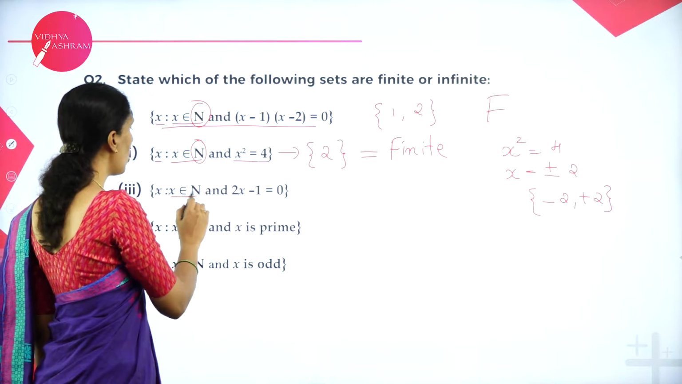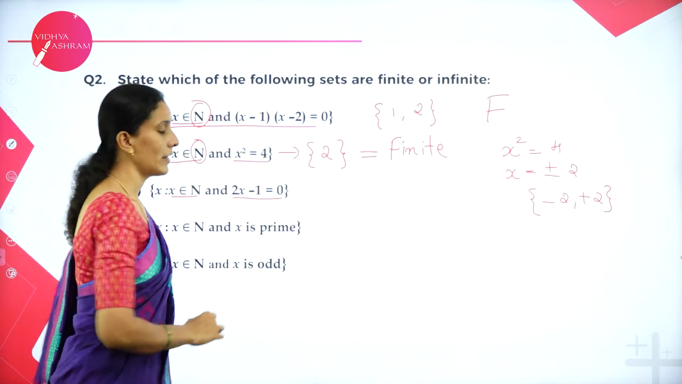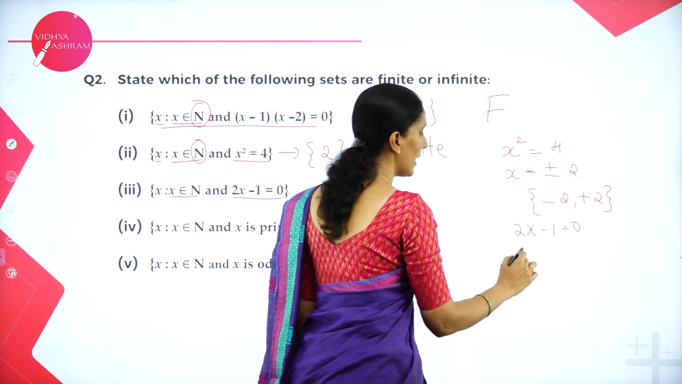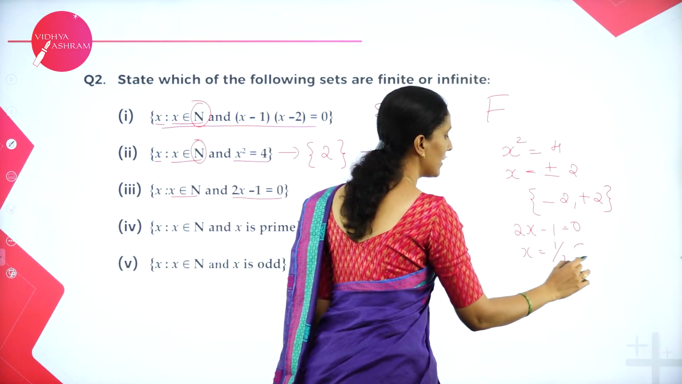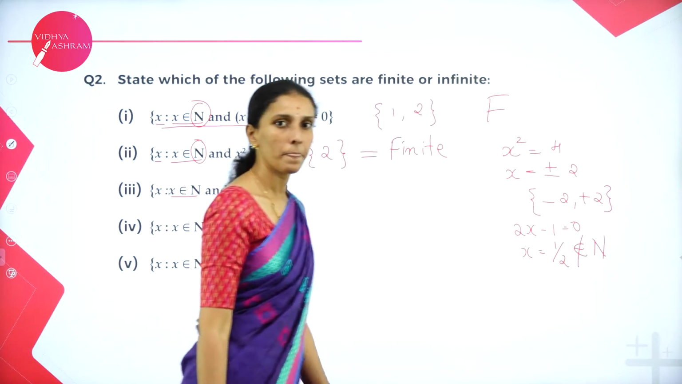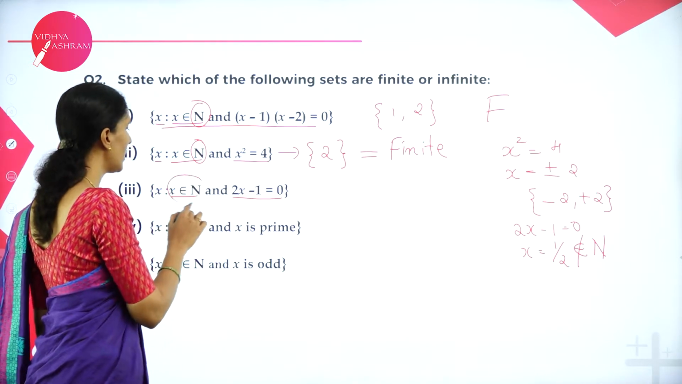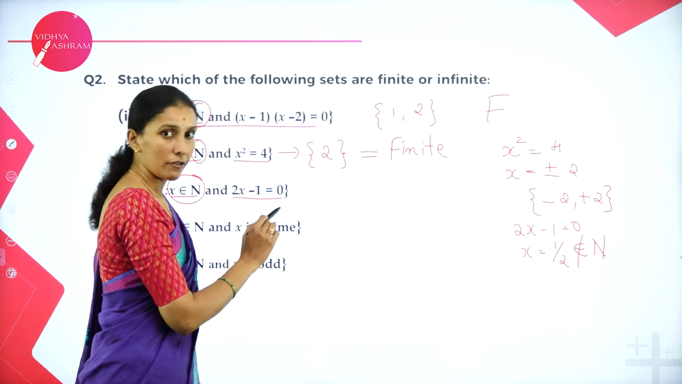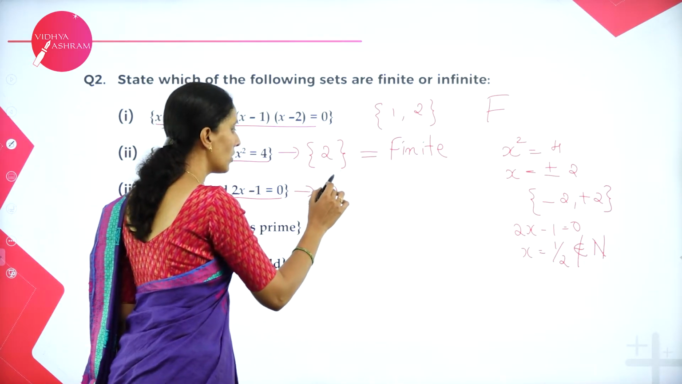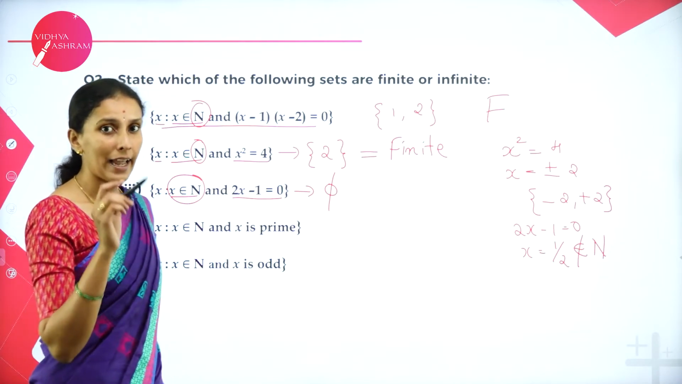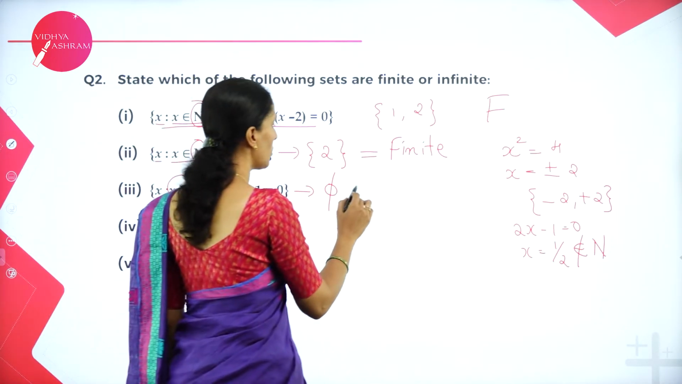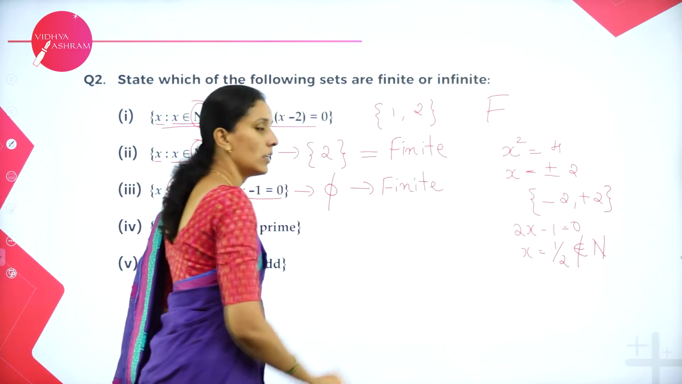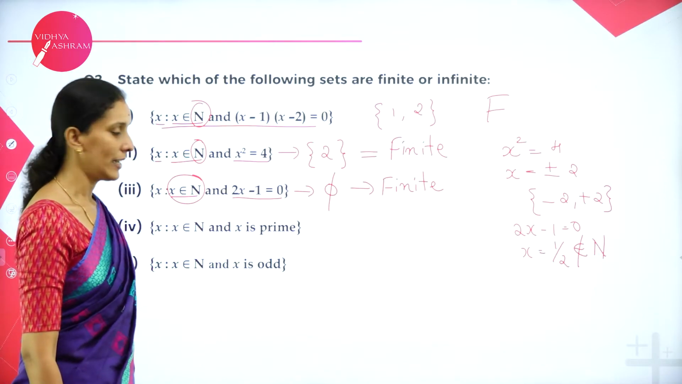Next, x belongs to natural numbers, 2x minus 1 is equal to 0. If you have 2x minus 1 is equal to 0, then x is 1 by 2. But this is not a natural number. So what is the condition given here? x must be a natural number, but 1 by 2 is not a natural number. So therefore, you don't have any element here. So this is the empty set. I said the empty set is also finite because you can count. There is no element inside it. So the empty set is also a finite set.